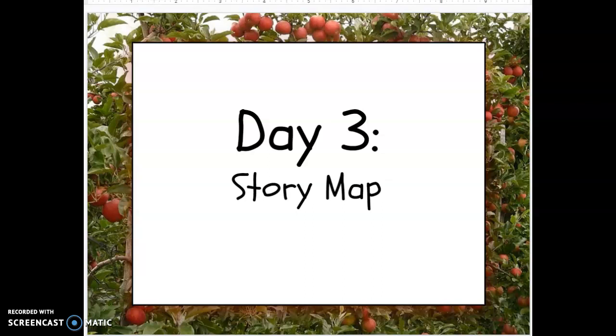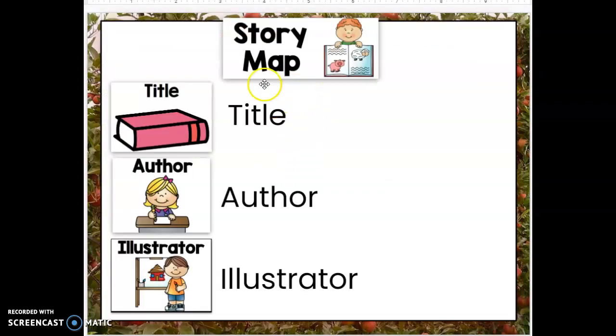Today we're going to talk about the story. In our story, we use a story map to help us navigate the story. The title of our story, or the name of our story, is Apple Farmer Annie. The author of our story is the person who wrote the story, and that person is Monica Wellington.